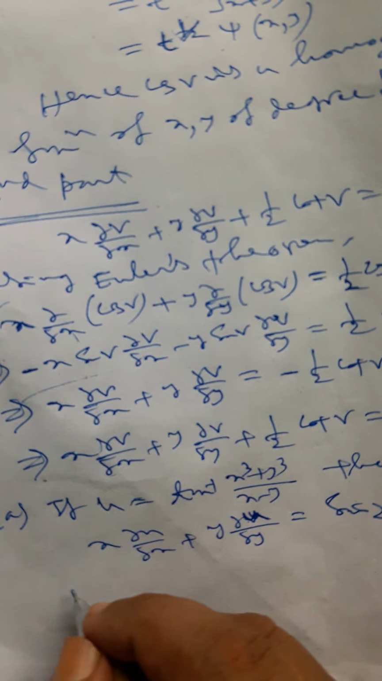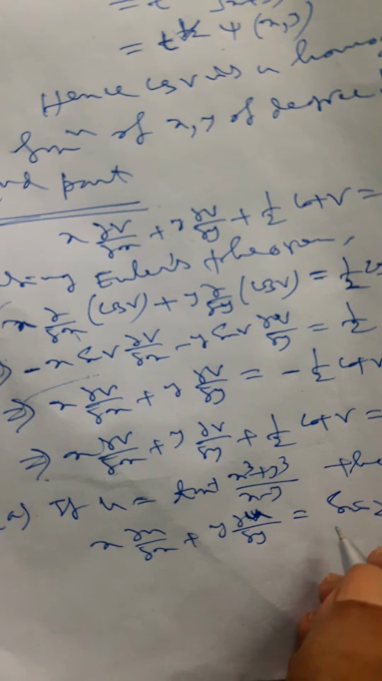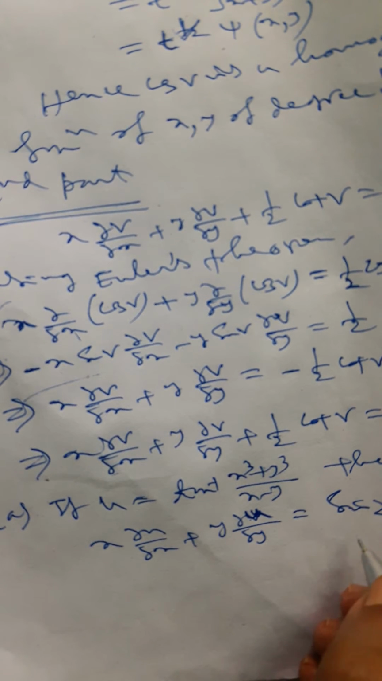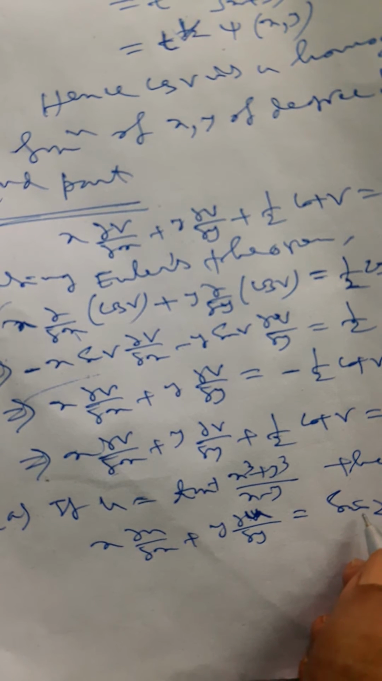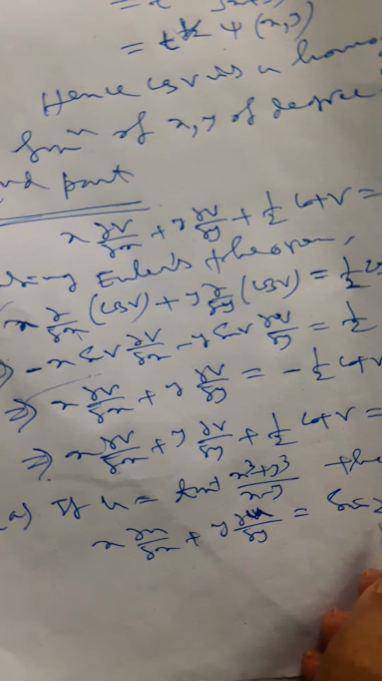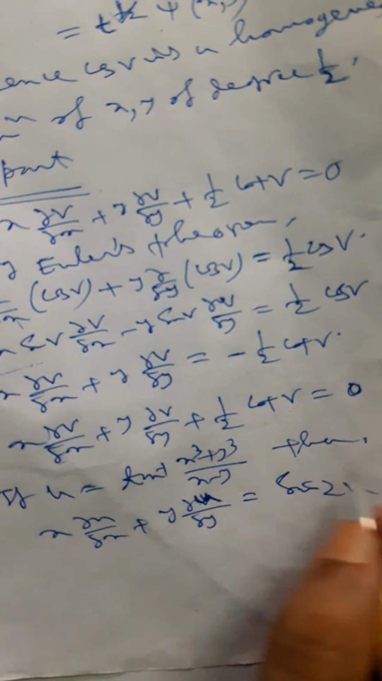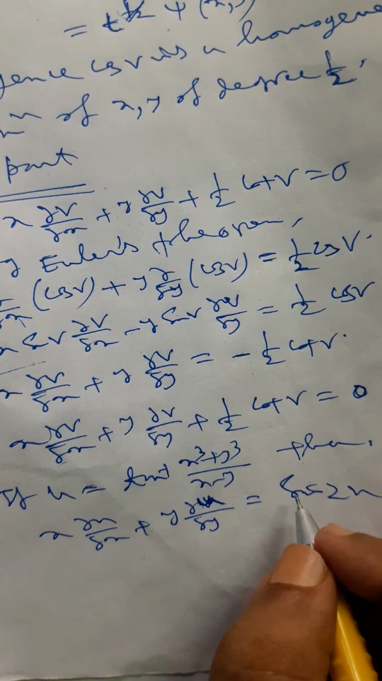So we get x del u del x plus y del u del y is equal to 2 tan u by sec square u. That means 2 tan u by sec square u: tan u by sec u is equal to sin u, 1 by sec u is equal to cos u, so 2 sin u cos u equals sin twice u. So in this way we can prove this theorem. It is left as an exercise.